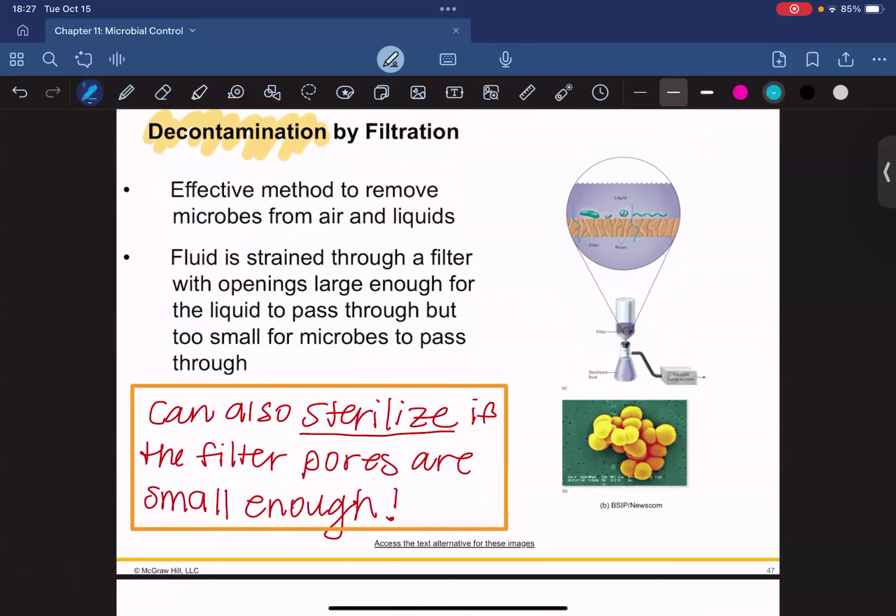All right, decontamination. Now we're finally getting to this one. Decontamination is the mechanical removal of the microbes, so physically removing them. Here we're talking specifically about filtration. It can sterilize if the pores are small enough. If the little holes that things have to go through in your filter are small enough that not even the smallest viruses can go through, then you can sterilize it.